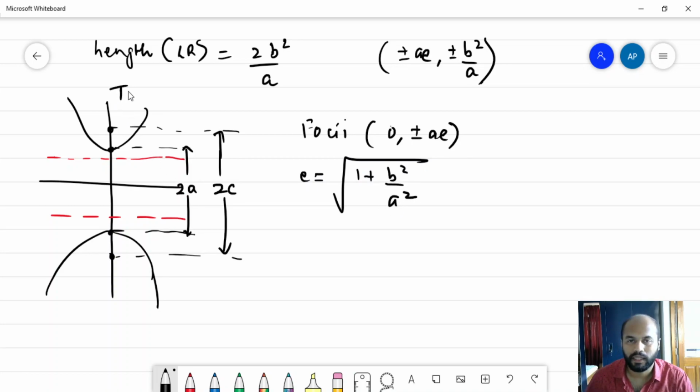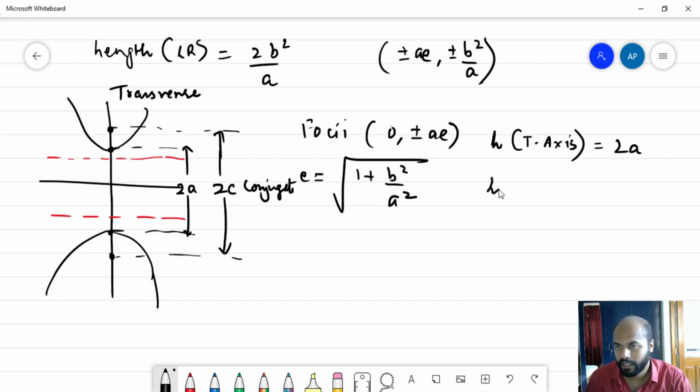This time this is the transverse axis and this is the conjugate axis. So the length of transverse axis is going to be the same, that is 2a. Length of conjugate axis would be the same, that is 2b. The latus rectum length would be the same. Length of LR would be 2 times b square by a.